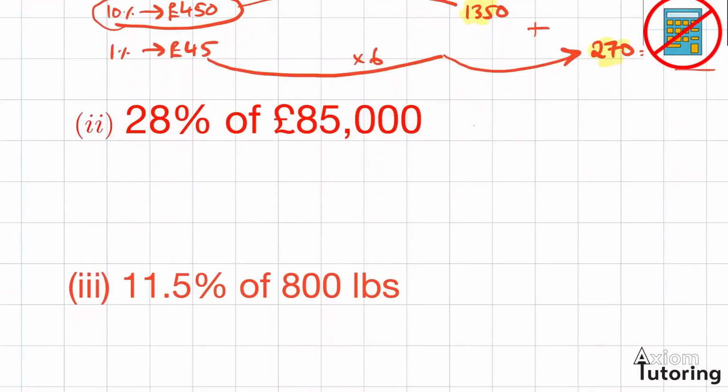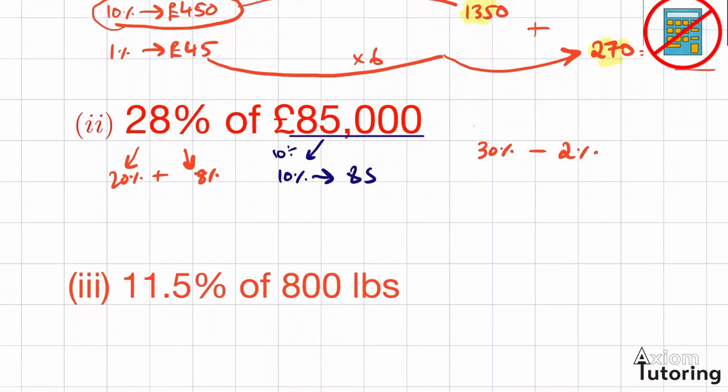What about 85,000? And let's approach this a different way. Instead of breaking it into 20% plus 8%, why don't we break it into 30% minus 2%? That way, we have to work out 10%, which is just this number divided by 10. That's 8,500 pounds. And to get 1%, you simply divide again, and you get 850 pounds.